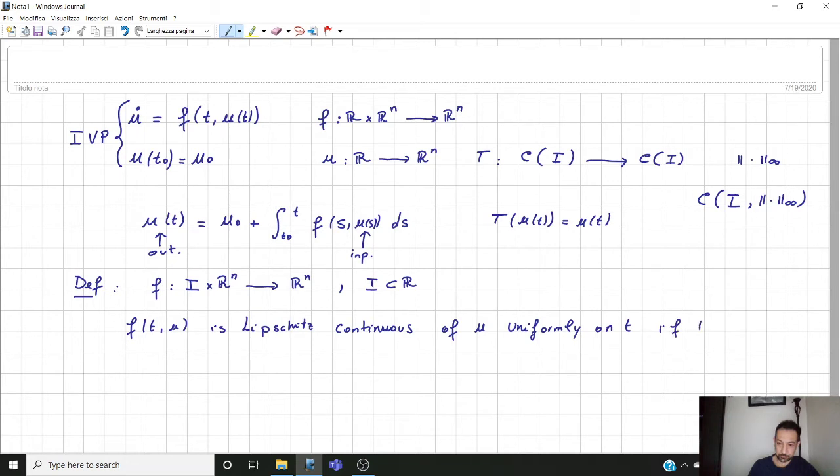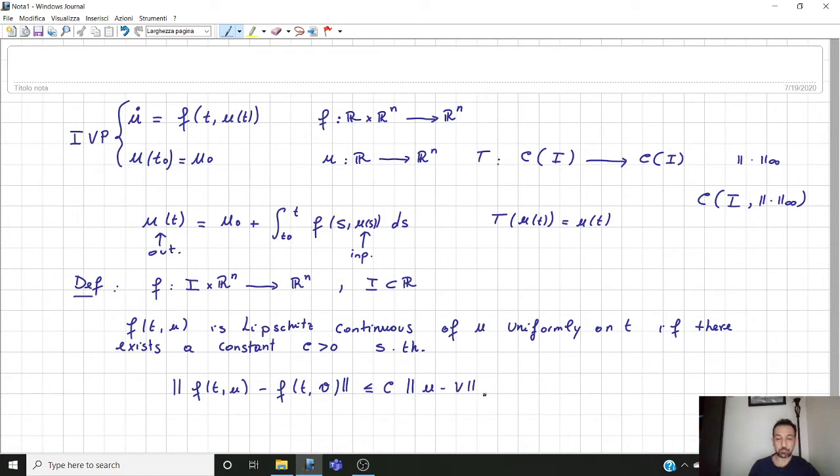if there exists a constant C greater than 0 such that, if I take the norm of f(t, u) minus f(t, v), this quantity is going to be less than or equal to C times the norm of u minus v. So here we're going to consider the infinite norm, okay? But I'm not going to write infinite norm every time, so anytime I write norm, it is the sup norm.